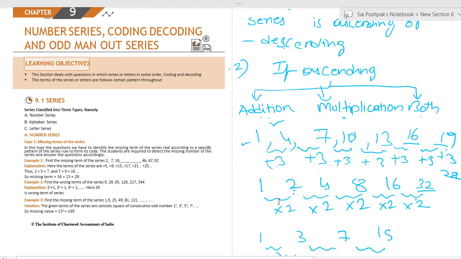But guys, if you see, the difference between 1 to 2 is 1 and 2 to 4 is 2 and 4 to 8 is 4. So since the difference is becoming bigger and bigger, it is a case of multiplication. So 1 into 2 is 2, 2 into 2 is 4, 4 into 2 is 8. That is how the series would be. What will be the next number after 32? Next number after 32 would be 32 into 2. So what is 32 into 2? It will be 64.